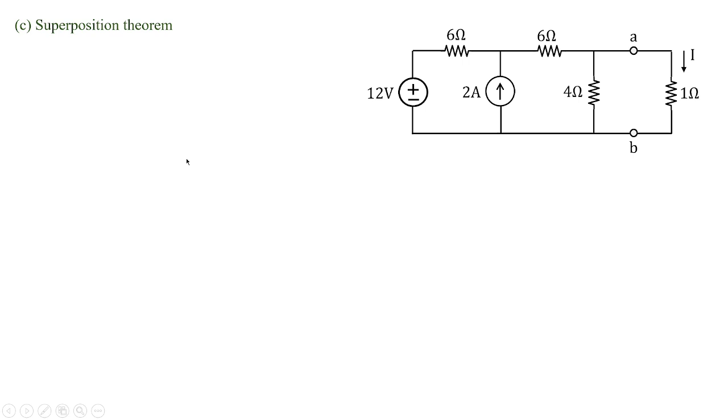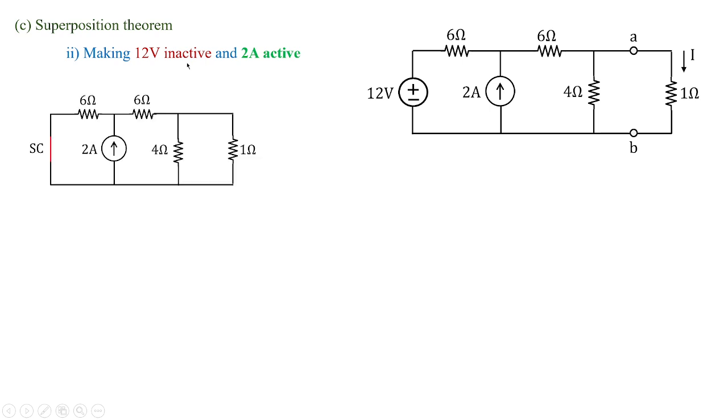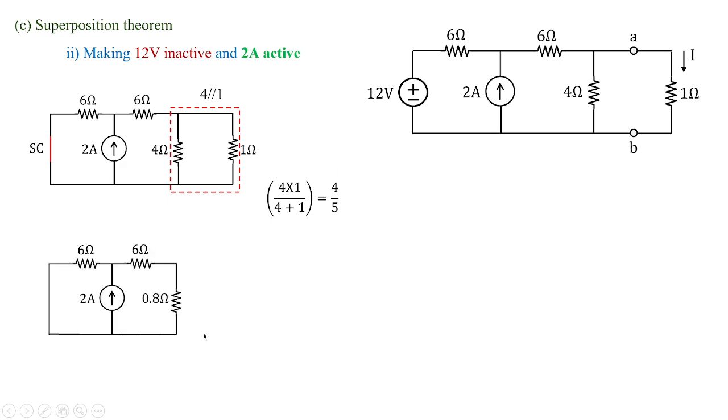Now with the same superposition theorem, I am making 12 volts inactive and 2 amperes active. Whenever you have a voltage source, we need to short circuit it in order to make it inactive. So here you can see 12 volts is shorted, so it is made inactive, and 2 amperes is considered as the actual current source. Again, you see 4 and 1 are in parallel, so it becomes 4 by 5, that is 0.8. So I can reduce this circuit to this circuit.